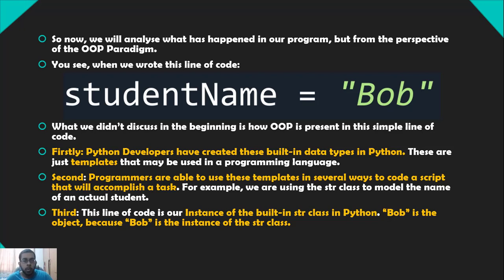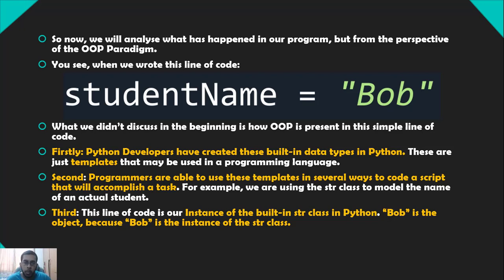You see, when we wrote this line of code, student name is equals to Bob, what we didn't discuss in the beginning is how object-oriented programming is present in this simple line of code. Firstly, Python developers have created these built-in data types in Python. These are just templates that may be used in a programming language. Second, programmers are able to use these templates in several ways to code a script that will accomplish a task.